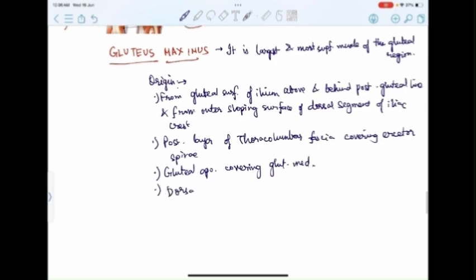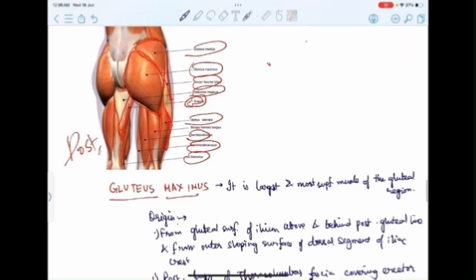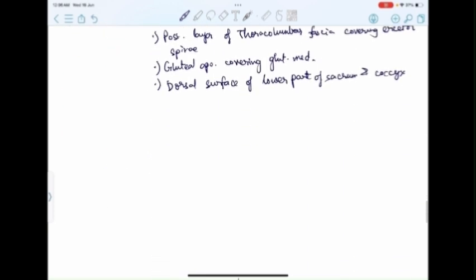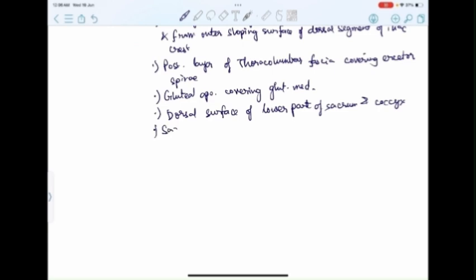dorsal surface of lower part of sacrum and coccyx. You can see when the sacrum and coccyx are getting involved over here. This is the tailbone, so it's part of sacrum and coccyx. This part is also involved. Finally, the sacrotuberous ligament. You have to mention the ligament because muscles take origin from these ligaments also. Sometimes they get inserted into some tracts.